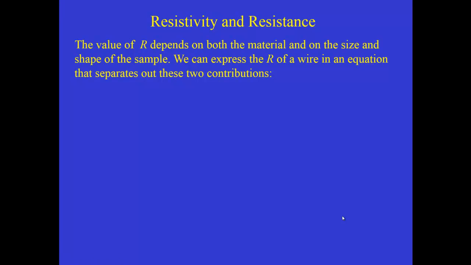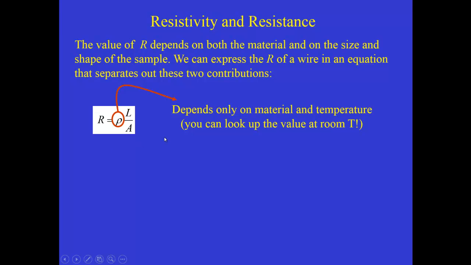So what does resistance depend on? Well, the value of R for a real-world wire or resistor that goes into an electronic circuit depends on what the material is made out of, but also on the size and shape of the sample. And so we can express the resistance of a wire in an equation that separates these two contributions. We can write it like this. R is the resistance in ohms that we would measure. Rho is a quantity that's called the resistivity. And that depends only on the material that the resistor is made out of and on the temperature.